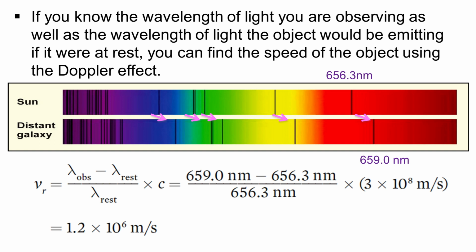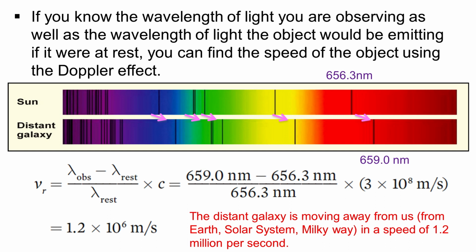Don't worry about the formula, no need to memorize. We compare the difference with the speed of light, then we get the speed of the galaxy, 1.2 million meters per second. So our interpretation is that the distant galaxy is moving away from us, from Earth, from the solar system, from the Milky Way. At a speed of 1.2 million meters per second, we are getting further and further away.